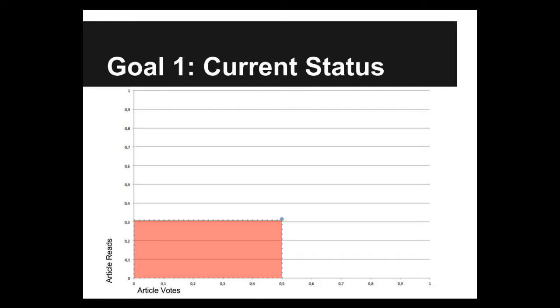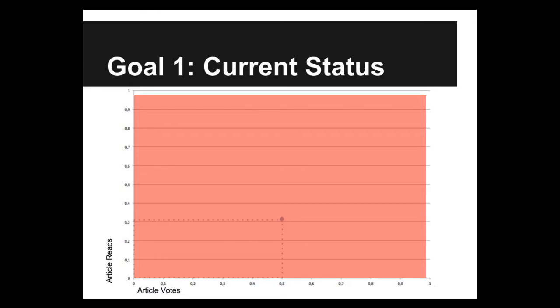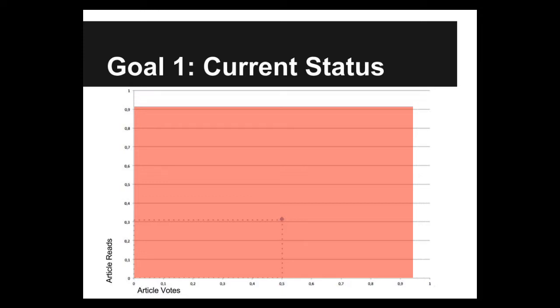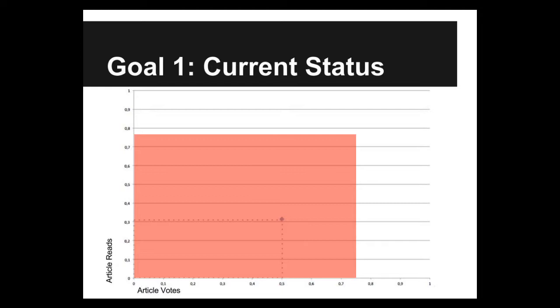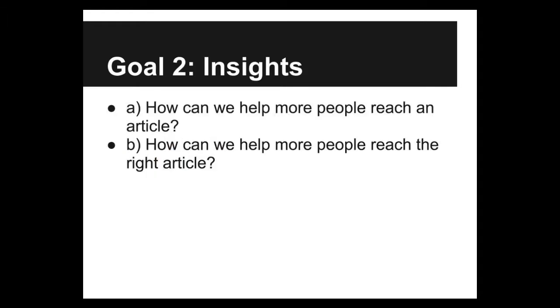And where we actually want to get to is here, top right corner. We want to be here, and we are here. So now we can do two things. We can make sure that the CTR goes up, which would bring us up here. Or we can make sure that people who click through to an article get the right article for them, and then we would end up here. And if we can do both, then we will end up here. Of course, those are the two things. A is how can we help more people reach an article, and B is how can we help more people reach the right article.